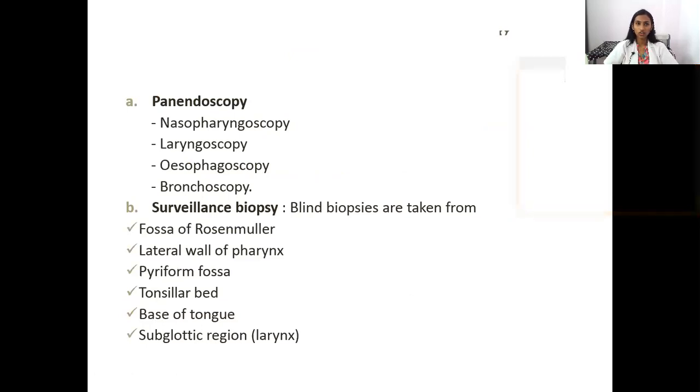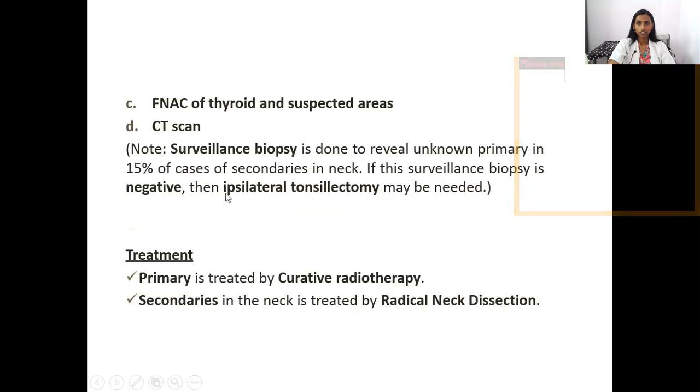So again, talking about pan endoscopy, you have nasopharyngoscopy, laryngoscopy, esophagoscopy, and bronchoscopy. And for surveillance biopsy, blind biopsies are taken from fossa of Rosenmuller, lateral wall of pharynx, pyriform fossa, tonsillar bed, base of the tongue, and subglottic region in larynx. FNAC of thyroid and other suspected areas are done, and then CT scan is done.